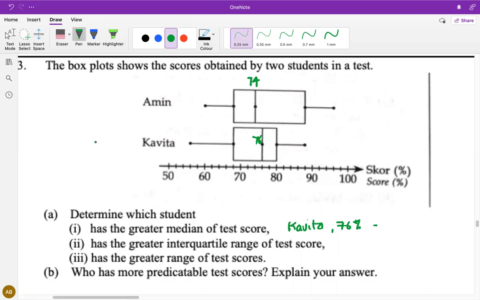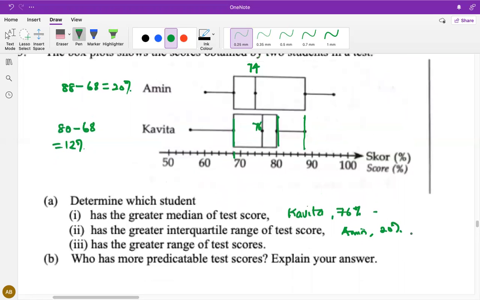So let's see. So Kavita has a 80 minus, the interquartile range is these two. So it's 80 minus 68. So it's 12%. Then Amin is 88 minus 68. So is 20% different. So who has a greater interquartile range of score? Amin. So that is 20%. Who has greater range of test score?